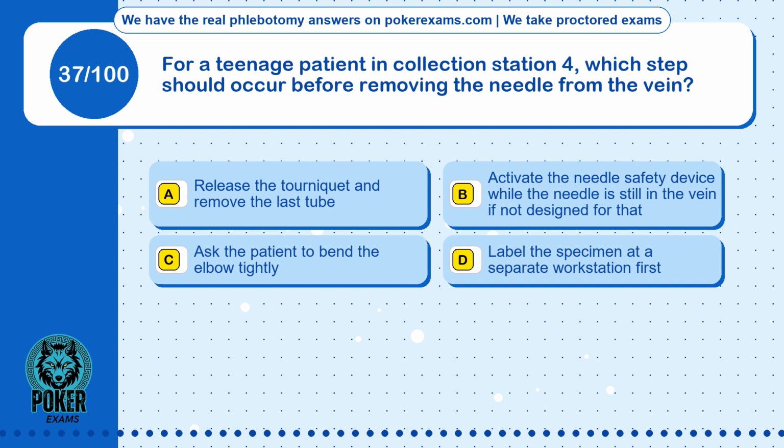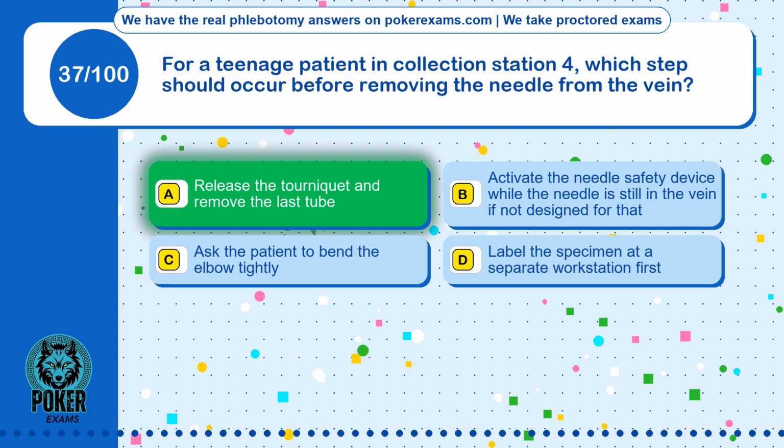Question 37. For a teenage patient in collection station 4, which step should occur before removing the needle from the vein? Option A. Release the tourniquet and remove the last tube. Option B. Activate the needle safety device while the needle is still in the vein if not designed for that. Option C. Ask the patient to bend the elbow tightly. Option D. Label the specimen at a separate workstation first.